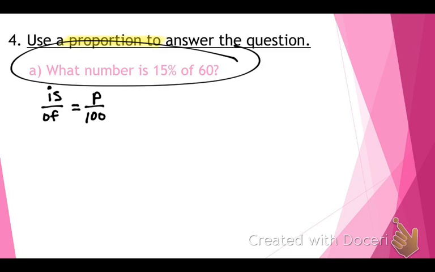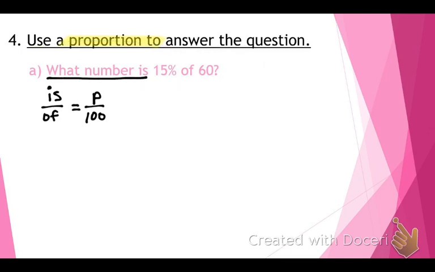What's the first section? Is. What number is? Okay, what's the next part? 15%. 15%, and the last part? Okay, you just got to make sure each one of those sections has an is, an of, or a p inside of it. Asia, help me out. What's my is? X, what's my of? And what's my p?